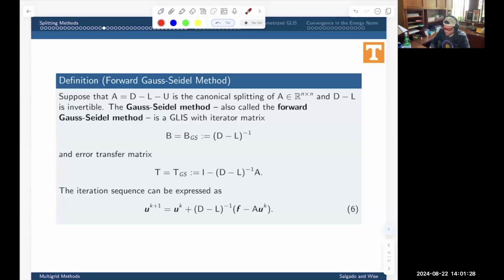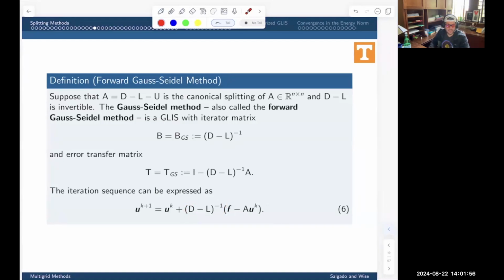And the error transfer matrix is, of course, just always I minus B times A. But since we know what B is, we can put it in, and that gives us an explicit expression for the error transfer matrix T in terms of the components of A. And then, of course, the general linear iterative scheme is just defined as normally, only here we're replacing B with what we know it to be. That's called the forward Gauss-Seidel method.